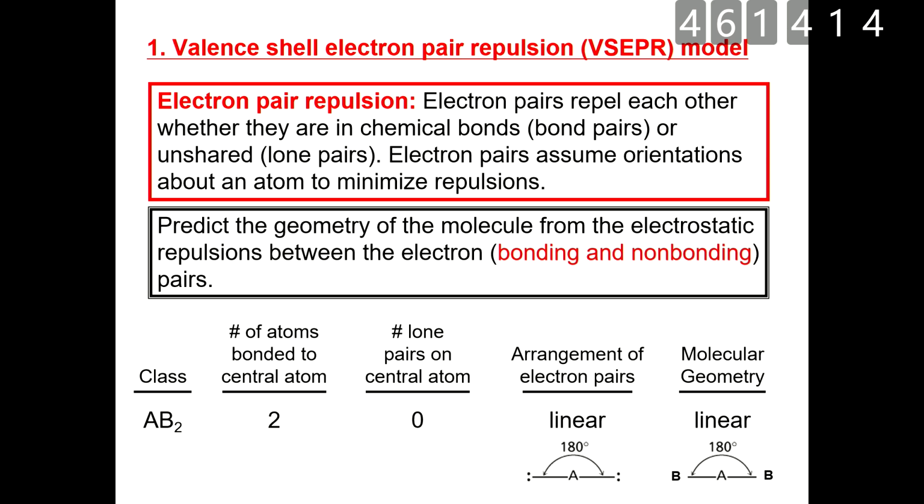Electron pairs assume orientations about an atom to minimize the repulsions. So what does this mean? This means because in one molecule the electron pairs repel each other, the molecule tries to form the geometry in which the repulsion is smallest. So this is about electron pair repulsion.